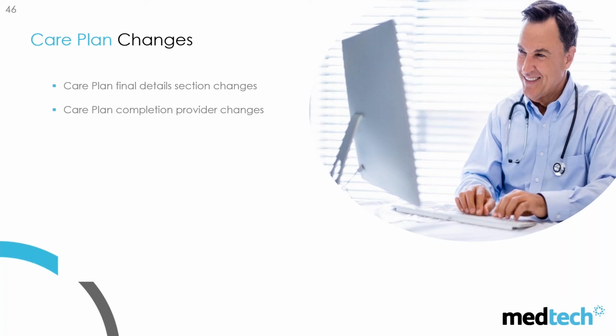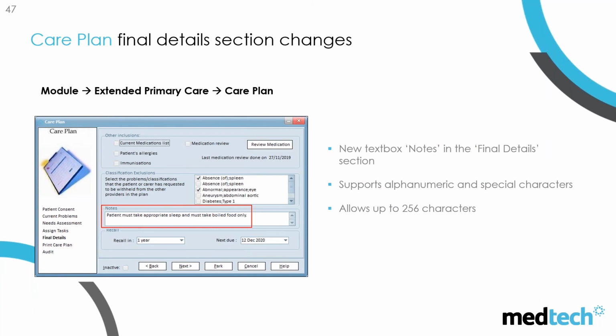So care plan changes. You can see the final details of the care plan changes that are available in 10.4.6. There's the care plan final details section. In care plan, that screen has a new text box marked notes. The notes field supports alphanumeric and special characters, and allows entering up to 256 characters. That's a good addition.